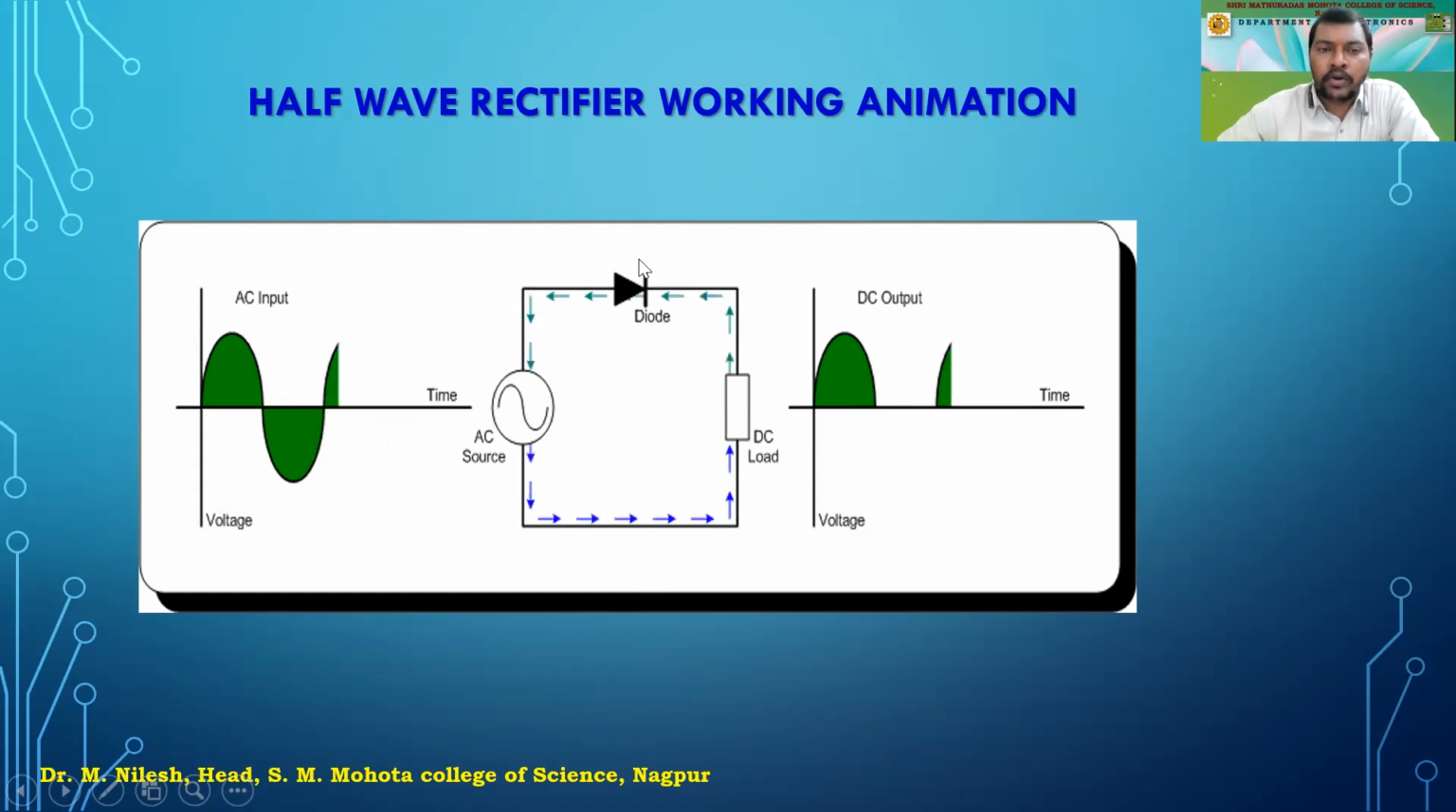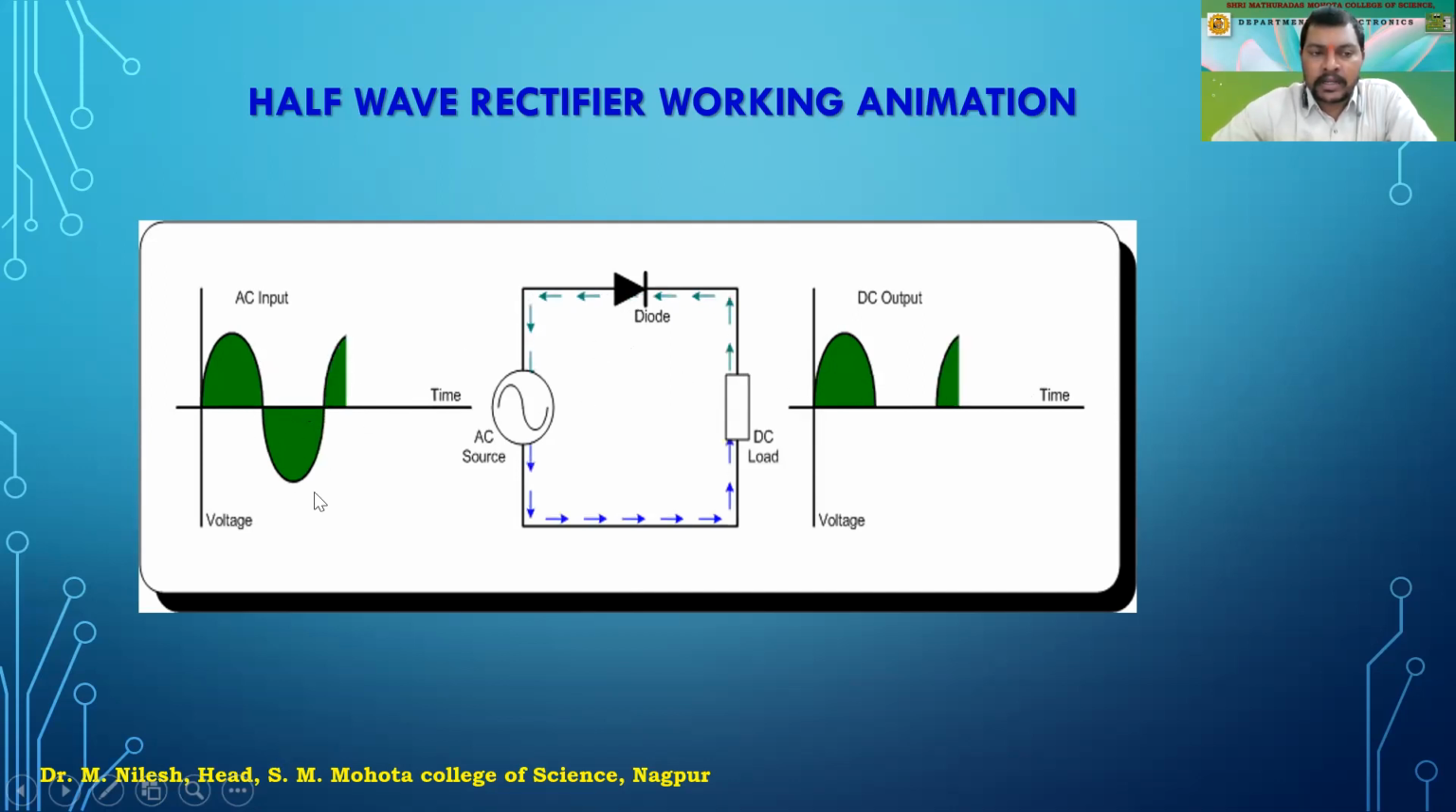Why? Because the diode is in forward bias. The arrows shown over here show the direction of the flow of electrons, and the current always flows opposite to the direction of flow of electrons, right? So in the positive half cycle, the diode is forward biased and conducts, and therefore the positive half cycle appears across this load resistance, and this is the output wave. So we have this half of the wave being rectified.